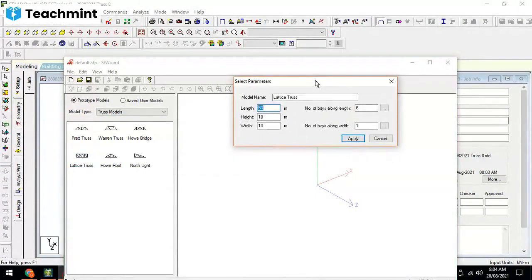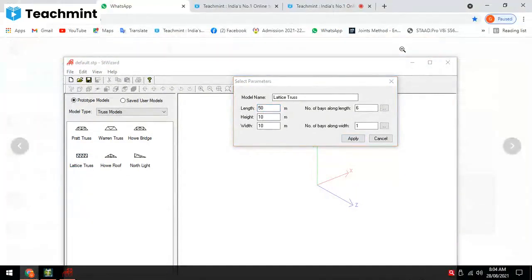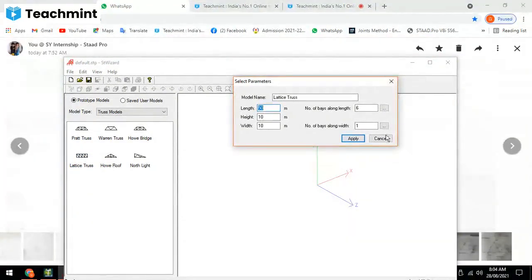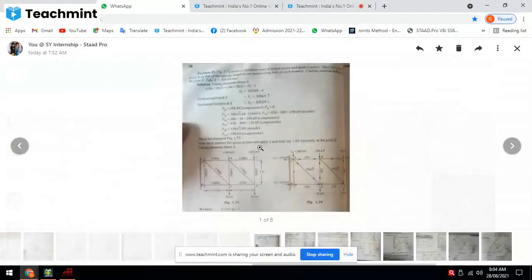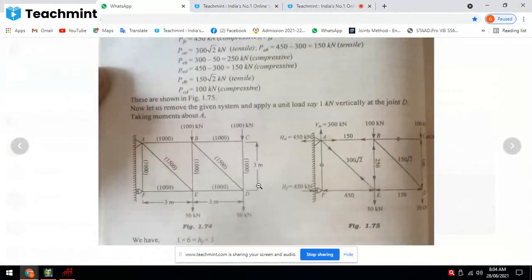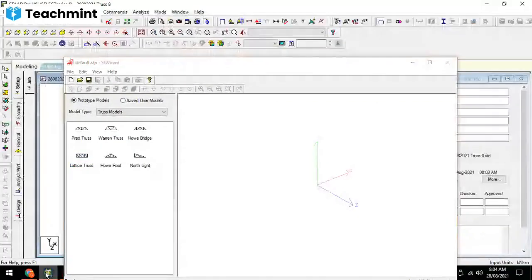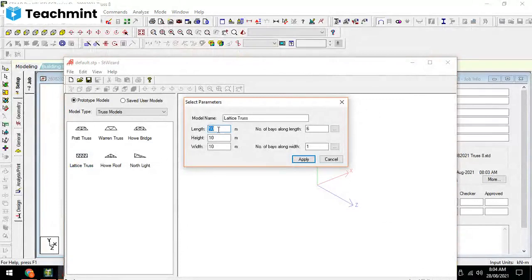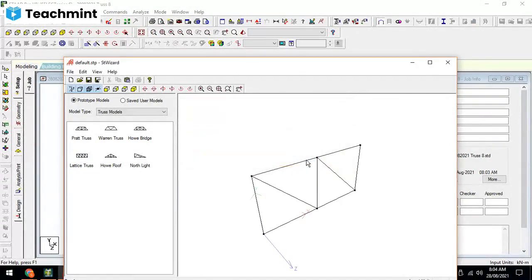So length: 6 meter and 3 meter. 6 meter is the span length and 3 meter is the height, right? Six meter, height is 3 meter, width is 0. Number of bays along the length is 2. Apply.